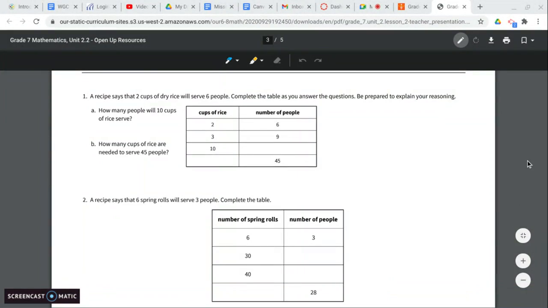All right, so a recipe says that 2 cups of dry rice will serve 6 people. Complete the table as you answer the questions. Be prepared to explain your reasoning. So how many people will 10 cups of rice serve? So if we know we've got this relationship here that 2 cups of rice serve 6 people, so 3 cups will serve 9.